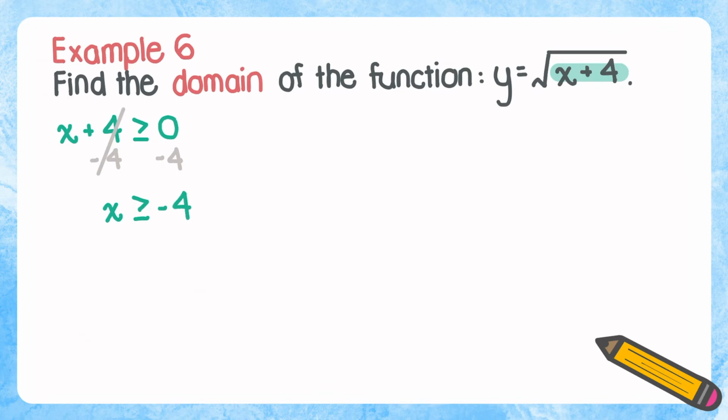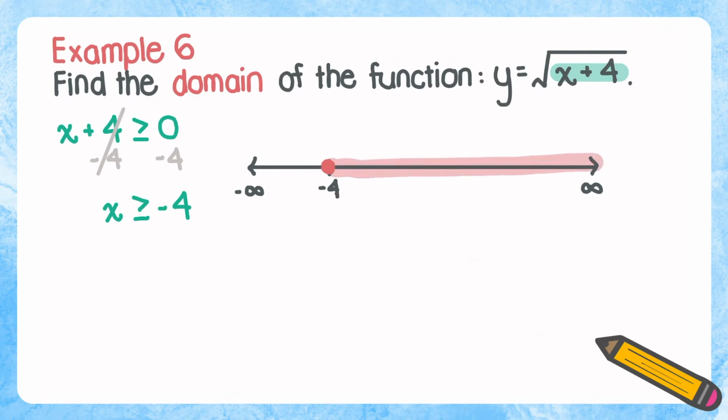So in this case, what would our domain look like? I draw out my usual number line, going from negative infinity to positive infinity. And then I'm also going to jot down the negative 4. x is greater than or equal to negative 4. So we start right at negative 4 and then keep going all the way to the right.